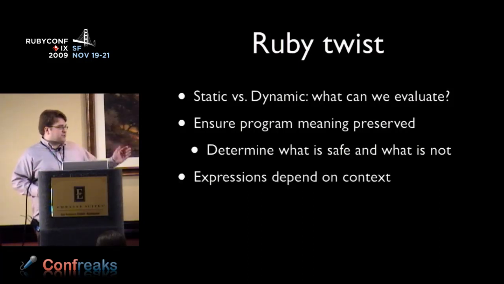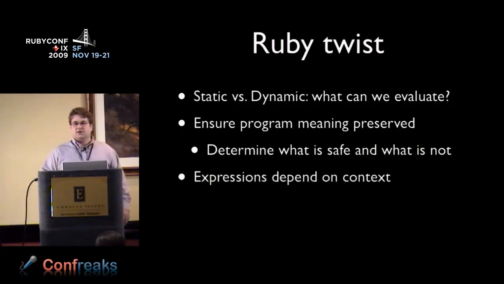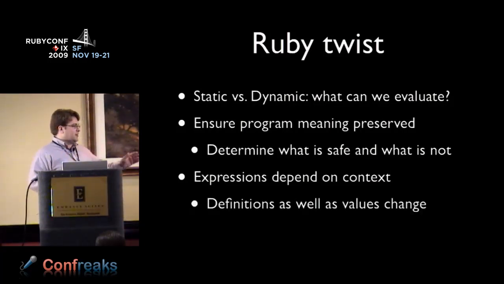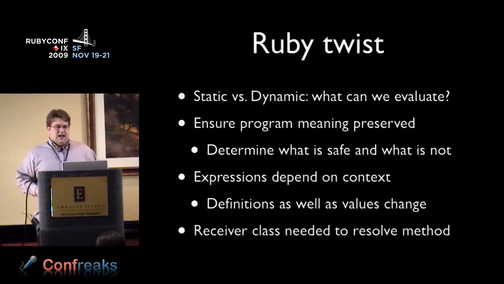In Ruby, of course, expressions depend on the context. Because we can change definitions as we go along, it's very important that as the definitions change, we're tracking what those are so that when we do the partial evaluation, we're getting them in the correct environment. We also need to know what the receiver class is in order to even resolve a method. So I can't know which method is going to be called if I don't know which receiver class it is, because there's no way for me to look it up.